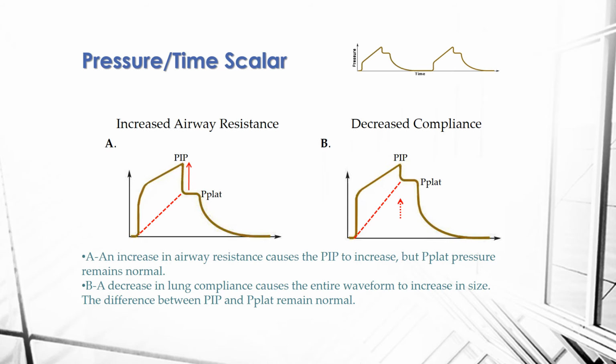You can see how our mean airway pressure is different when we talked about that last slide by looking at the volume that's underneath that curve there. So the one on the right, there's actually more volume there, so that mean is going to be a little bit higher than on the left.